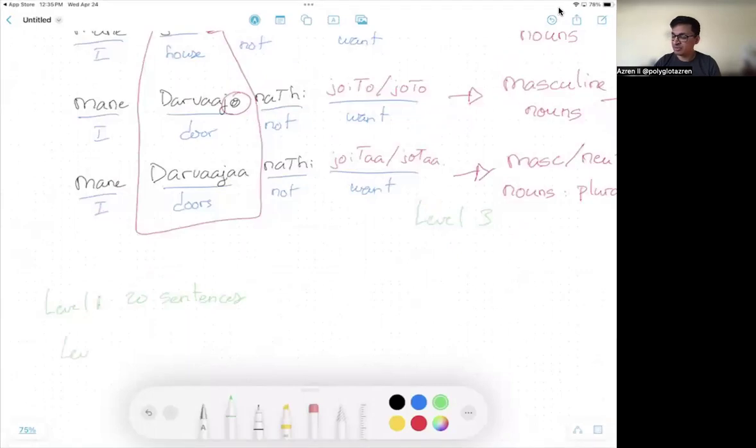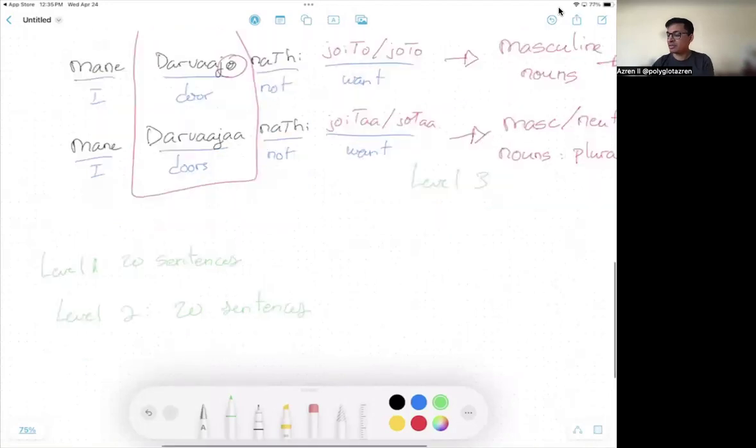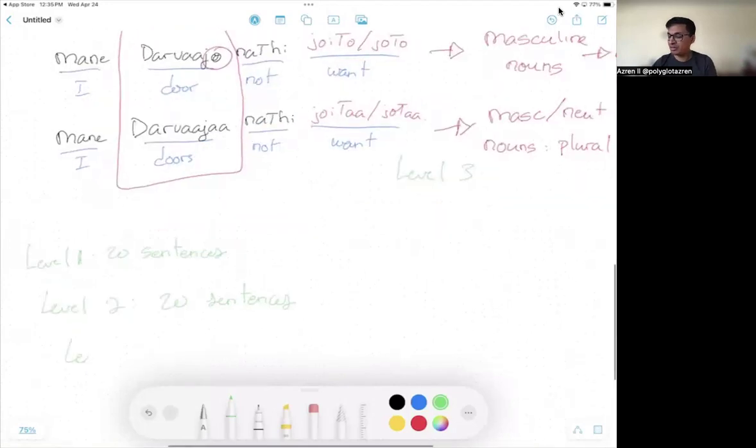At level 2, those are like the tamne, ene, emne, write down 20 sentences. At level 3, I'm going to say write down 50 sentences. Get these corrected by a native or fluent speaker that you know.